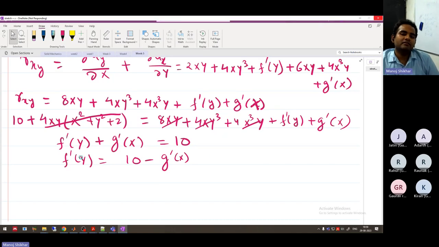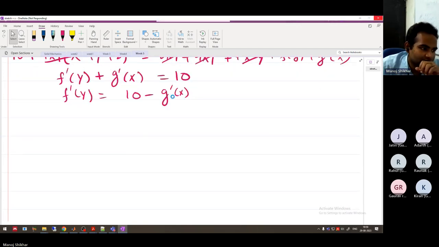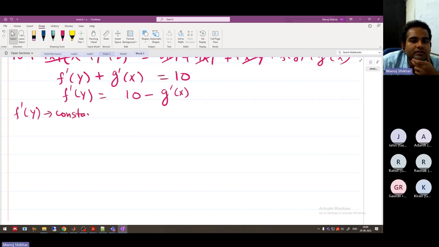Now on the left hand side you have y and on the right hand side you have x. This means that g prime x is a constant. Also, f prime y is also a constant. Why? Because the left hand side is an explicit function of y, the right hand side is an explicit function of x, and x and y are independent variables. So LHS and RHS must be constant for this expression to be satisfied. This means f prime y is a constant and g prime x is a constant.